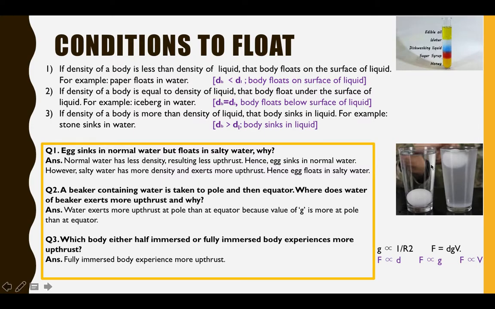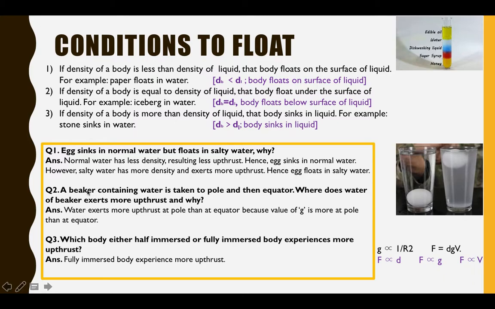But when you add salt to it, the density of this salty water will increase. And when density increases, upthrust also increases. That means this egg will now experience more upthrust. And because of more upthrust, this egg will float in that water.